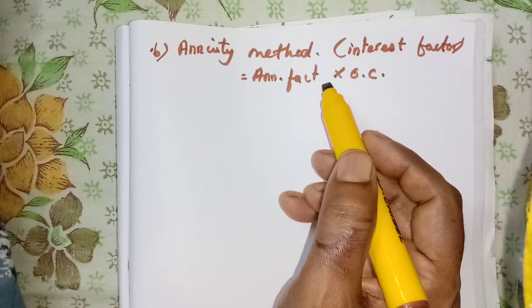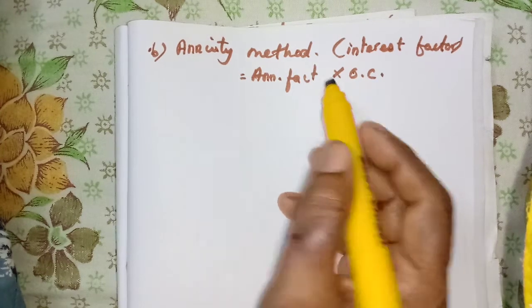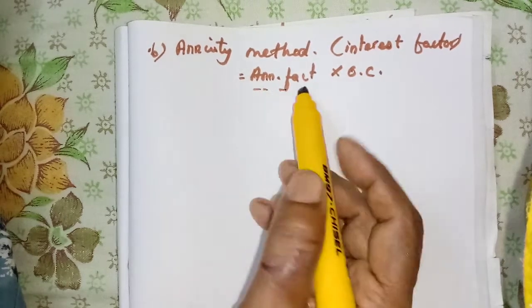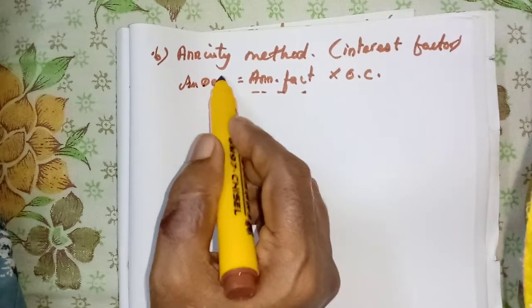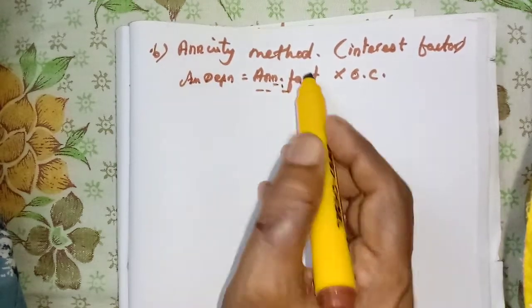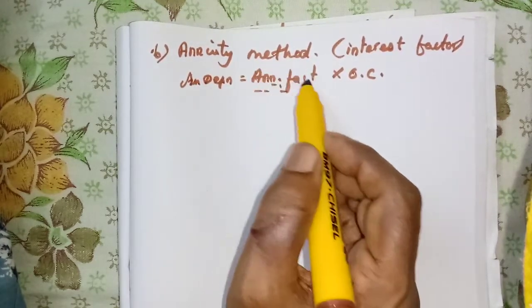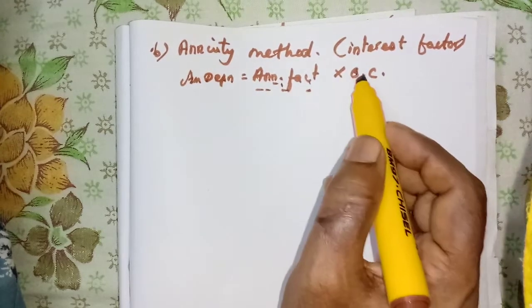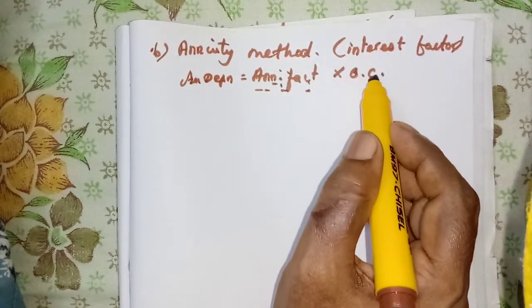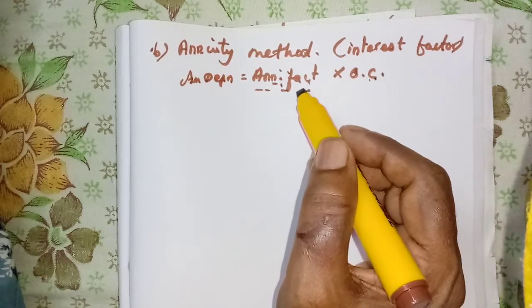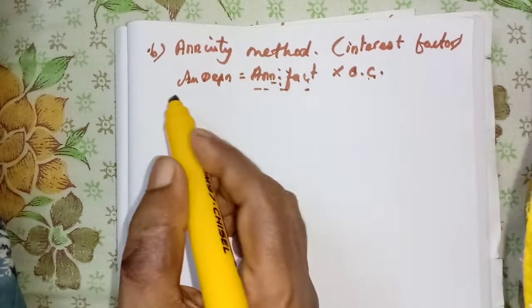Here, to calculate the amount of depreciation, the annuity factor will be considered. Depreciation is equal to the annuity factor into the original cost. They will give one annuity table, and we need to take one value from that table and multiply it with the original cost. We will get the depreciation.